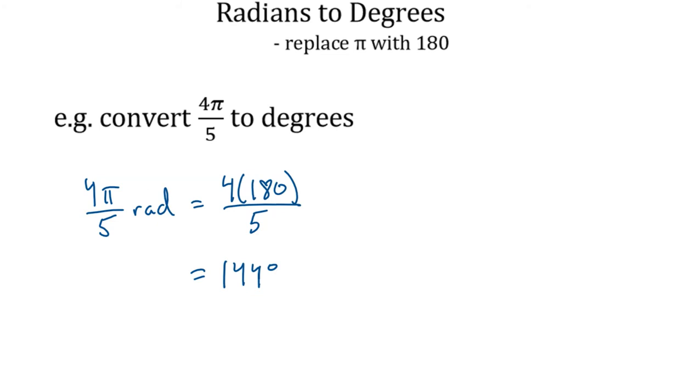But 4 pi by 5 radians, you have no idea what that means because you've never seen it before. You've never seen it before, but it's the same thing. 4 pi by 5 radians is 144 degrees. They're the same angle measurement.